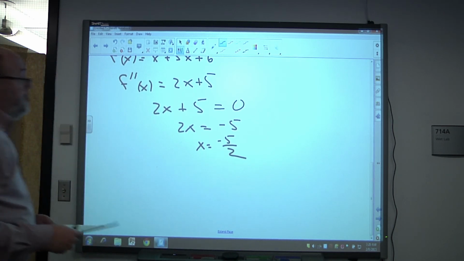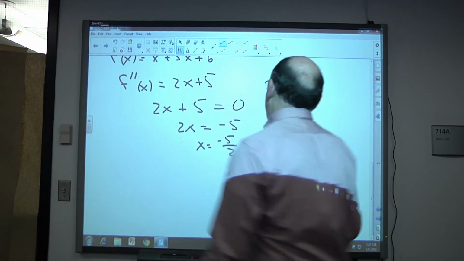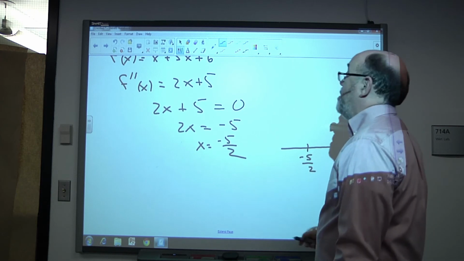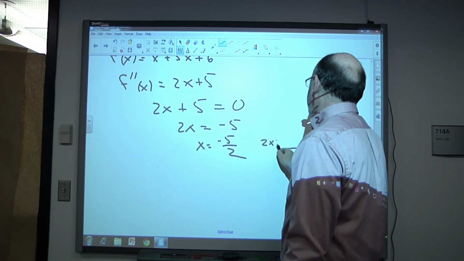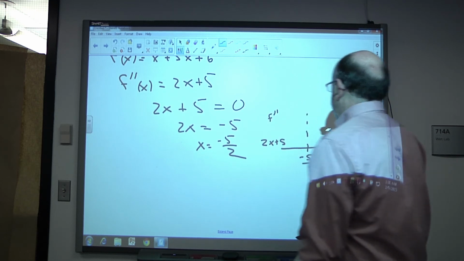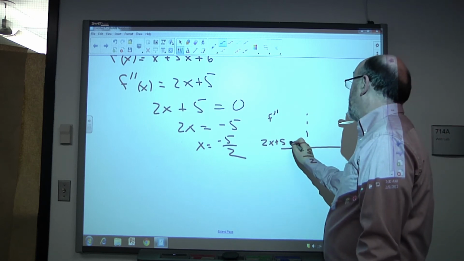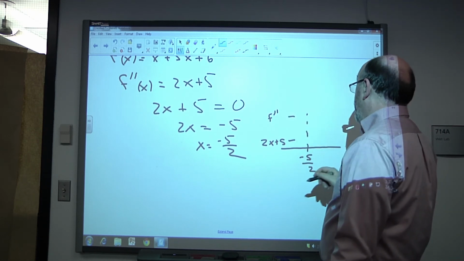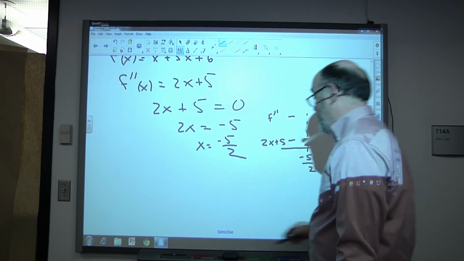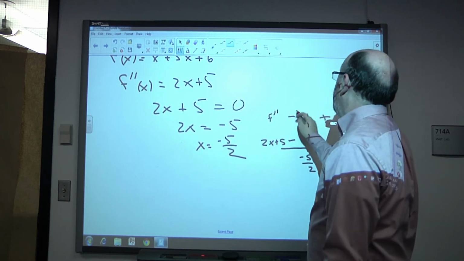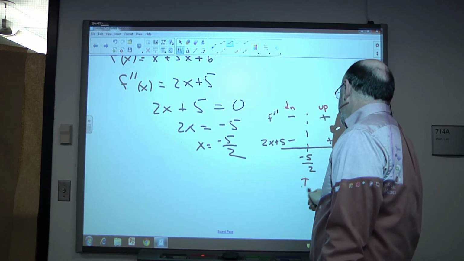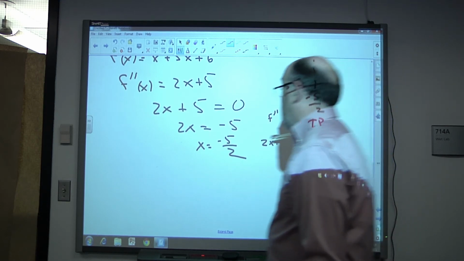And so now we want to do another table. We only have one number this time, minus 5 halves. Only one term this time, which was this. And then my second derivative. So if x is less than negative 5 halves, this is negative, which means my second derivative is negative. And if we're greater than negative 5 halves, this will be positive, and my second derivative is positive. So this will be concave down. This will be concave up. And this will be an inflection point.